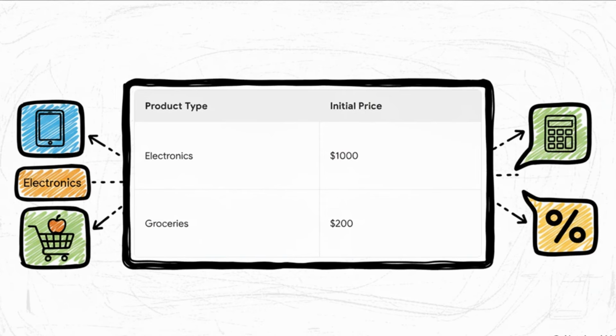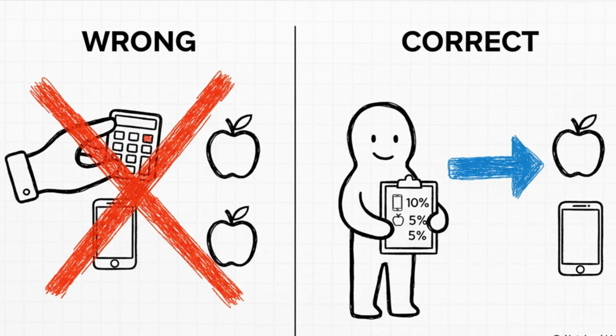So in our shopping analogy, the products are our elements. Let's say we've got electronics for $1,000 and groceries for $200. These are our stable classes. We don't want to touch them. Instead of cramming discount logic into every single product class, we create a single, elegant discount visitor. This one class holds all the rules for the sale. 10% off for electronics, 5% off for groceries. It's all right there, neatly organized in one place.